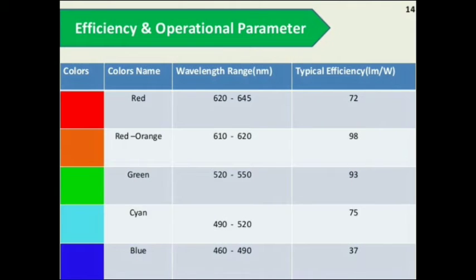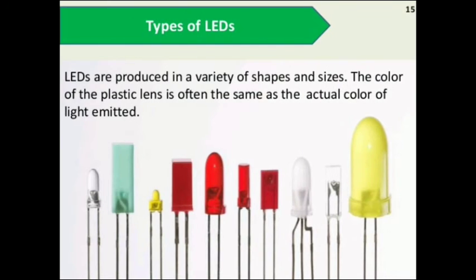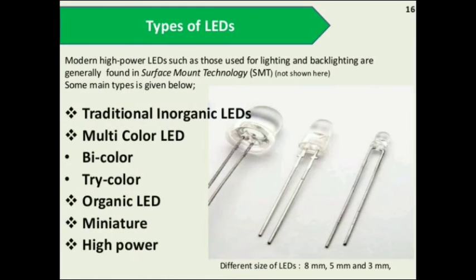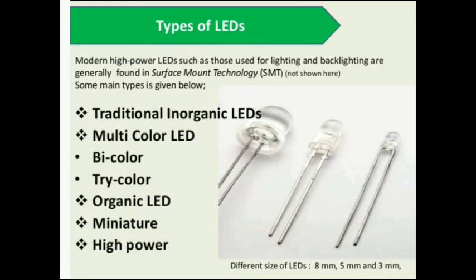Okay. So efficiency, operational parameters, color, wavelength, typical efficiency. Types of LEDs. LEDs are produced in a variety of shapes and sizes. The color of the plastic lens is often the same as the actual color of light emitted. Types of LEDs: traditional inorganic LEDs, multicolor LEDs, bicolor, tricolor, organic LED, miniature, high power.